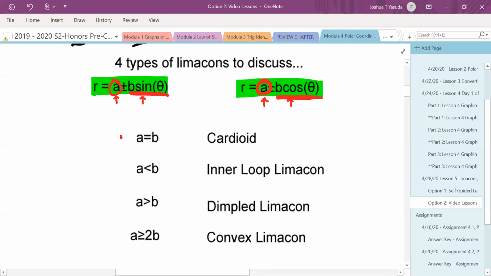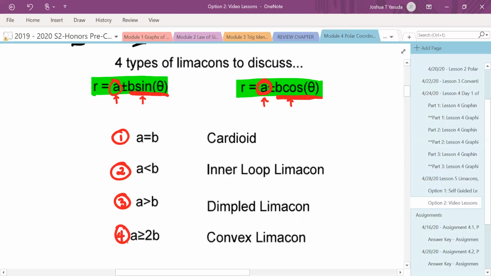When A is equal to B, you get a cardioid. When A is less than B, you get an inner loop limacon. When A is greater than B, you get a dimpled limacon. And when A is greater than or equal to 2B, you get a convex limacon.